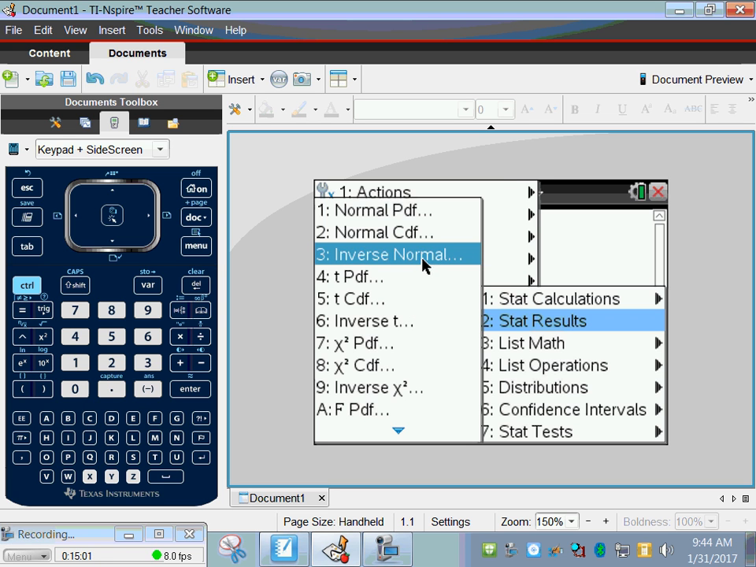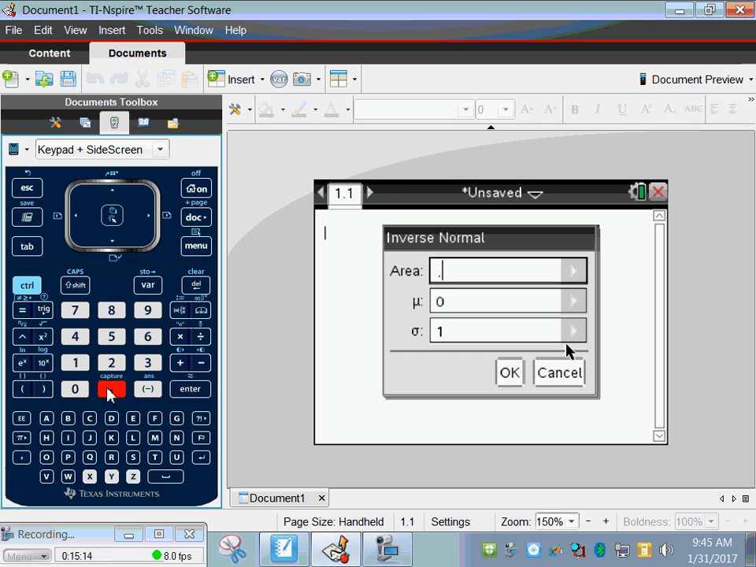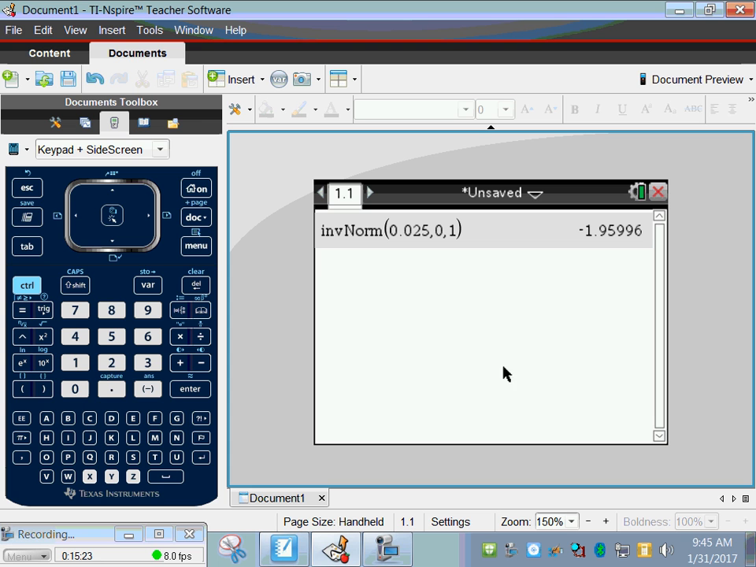All right, inverse norm. So our area for 95% is always 5% divided by 2, okay? Every time you're doing the same type thing. So 5% divided by 2. So our area is 0.025, and we're finding a z-score, so you're leaving it 0 and 1, because that's the normal curve. Press OK, and we get negative 1.96. It will be the same z number every time, okay? For 95%, it will always be this.